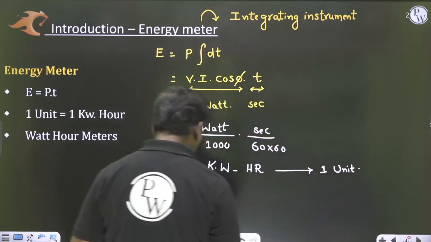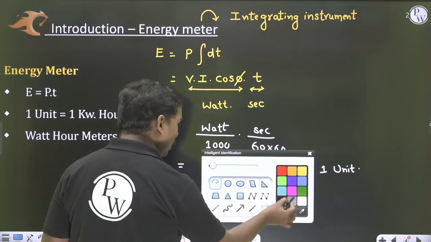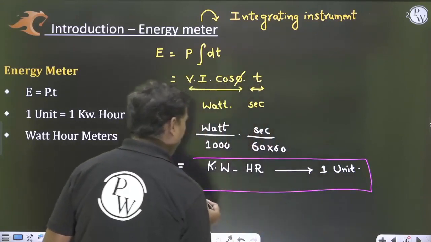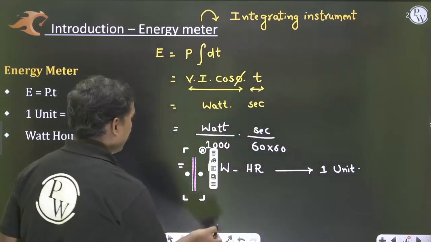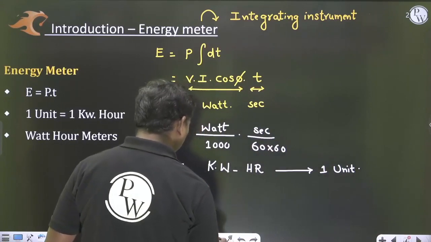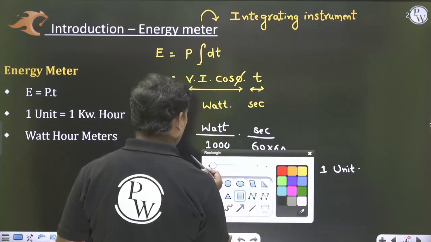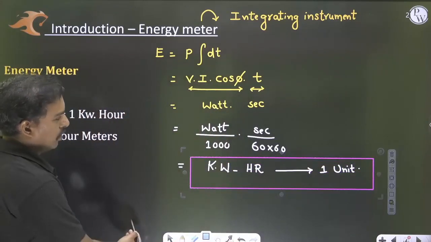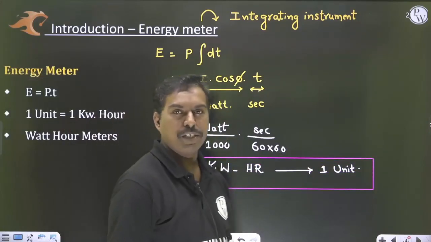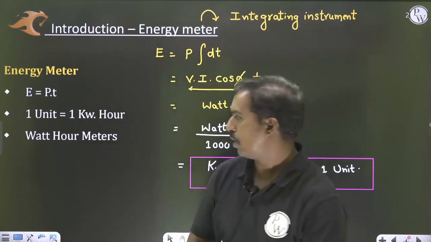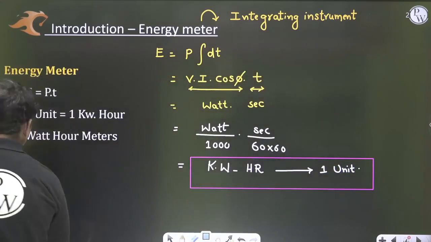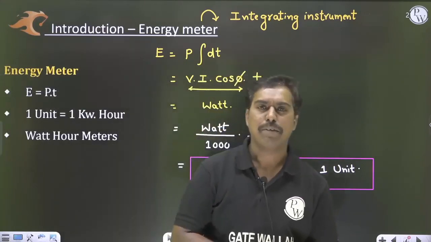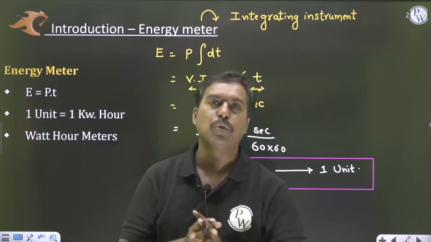In the energy meter, this is one of the important points: the units of the energy meter are expressed in kilowatt hour. Understand? One unit is equal to 1 kilowatt hour. Okay. So now, before entering into that particular topic, the energy meter, basically the constructional features, contains certain units.